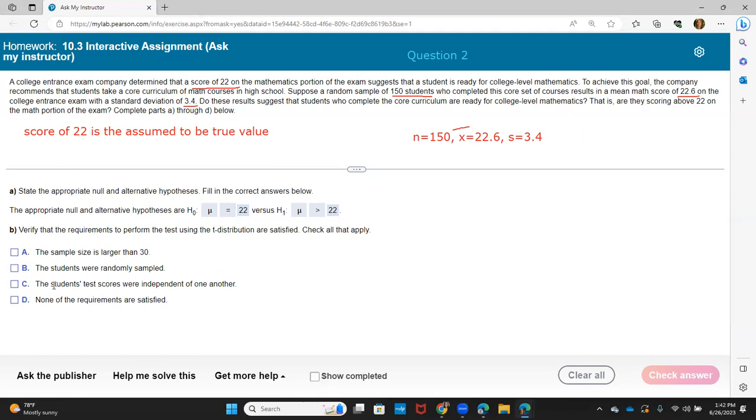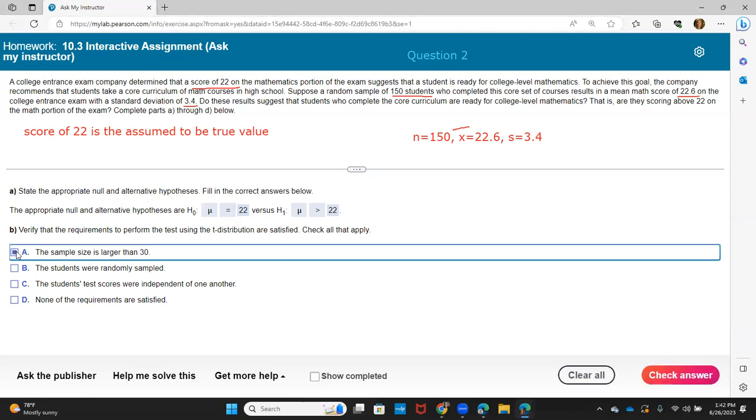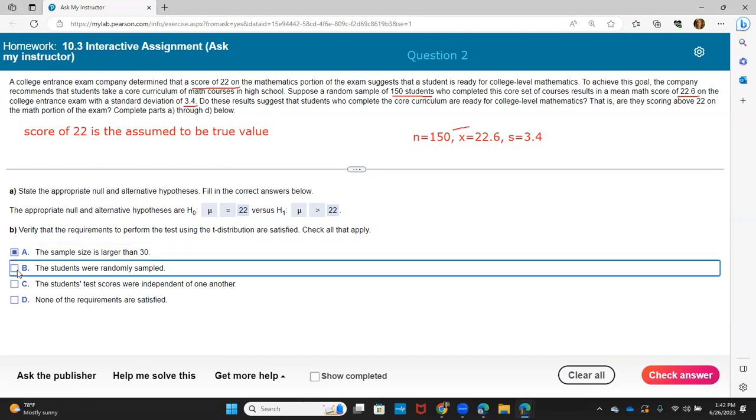Okay. So then it says verify that the requirements to perform the test using the t-distribution are satisfied. So these are particularly annoying. This is where we have to check all the conditions. So we want to see if the sample size is larger than 30, because that's very helpful. Sometimes the sample size is less than 30, but that's why we use the t-distribution. It kind of keeps us all on the same page.